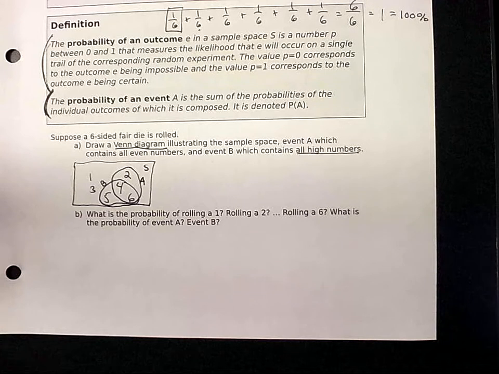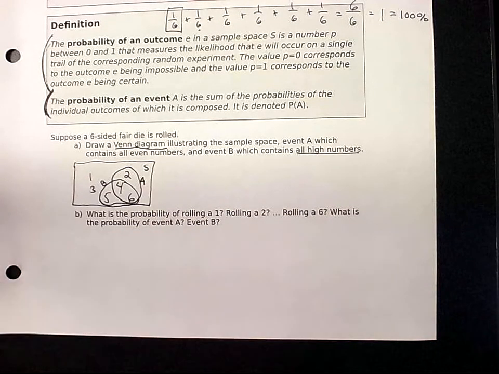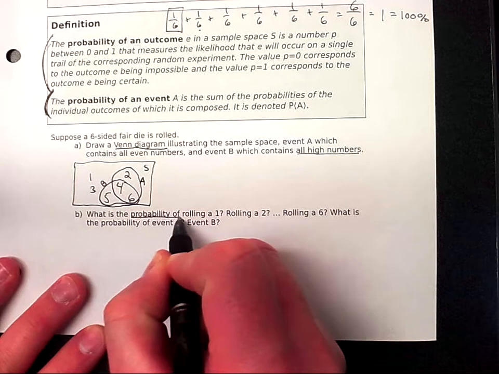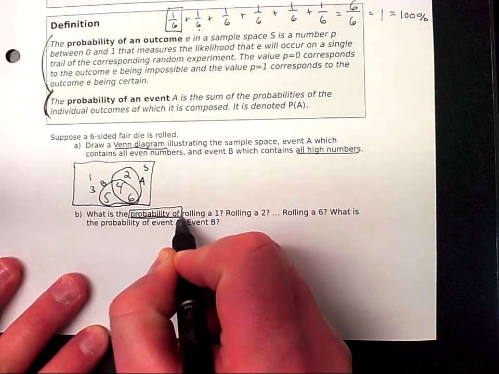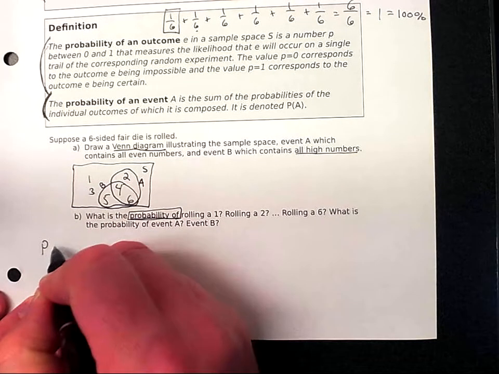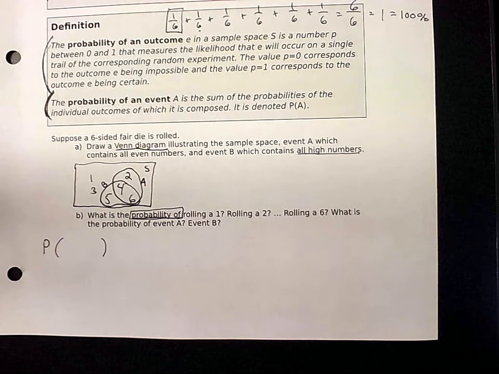example B here. It's asking us what is the probability of rolling a 1? So the way that we're going to write this is this. I'm going to introduce some new notation here. When it's asking you to find the probability of something, the way that we write the probability of something is we have a capital P, and then we have these brackets. So whenever in this class you see the words probability of, you can immediately write down P in parentheses, and you know that you're on the right track, right?